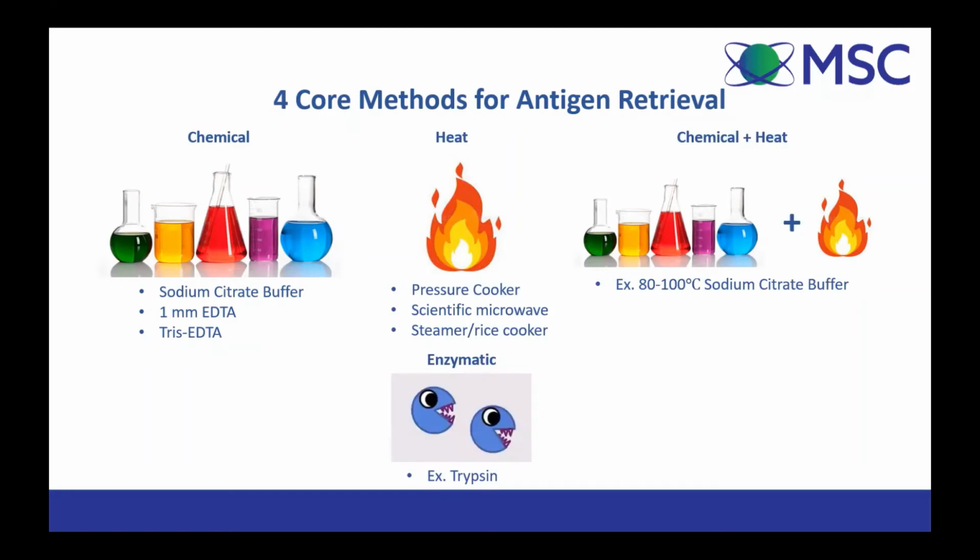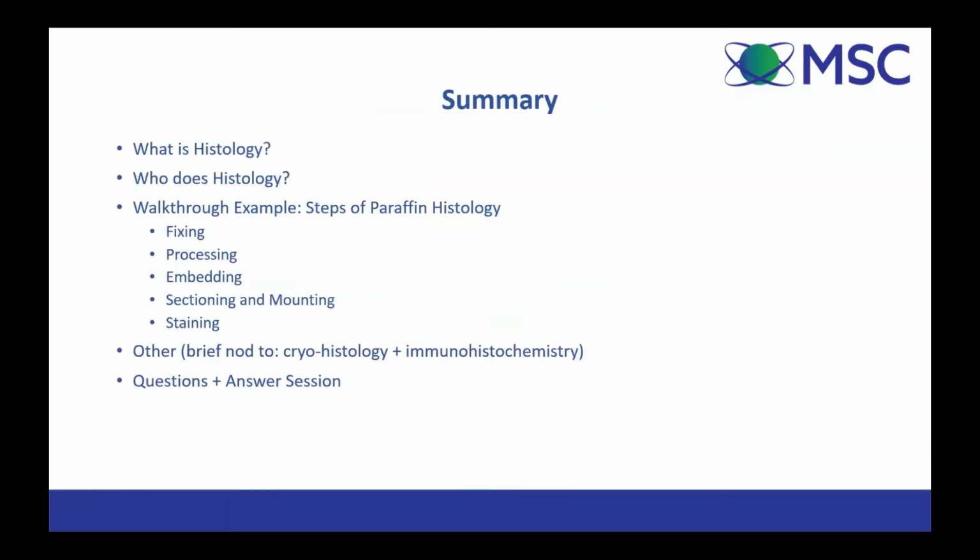And of course, lastly, there is enzymatic. You can use things like trypsin in order to unmask your epitopes of interest. So that's pretty much it for today. Just to summarize what we went through: what is histology, who does it? I did a walkthrough example of your paraffin histology, and then gave a brief nod to cryo-histology and immunohistochemistry.